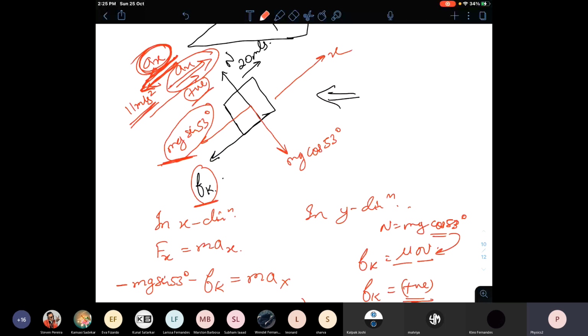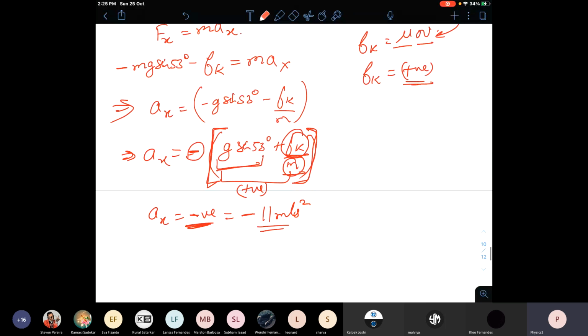So basically it is giving you the direction as negative. Now suppose I would have solved with the downward direction as positive only. My answer would have come as plus 11 meters per second square. There wouldn't have been any negative sign involved. So it doesn't matter what direction you take. Whichever direction you take, your answer will be the same.